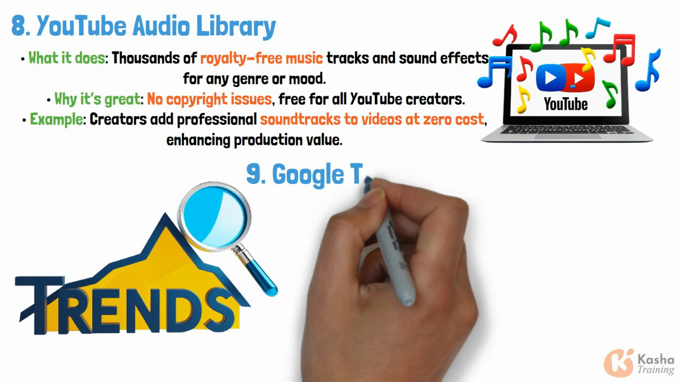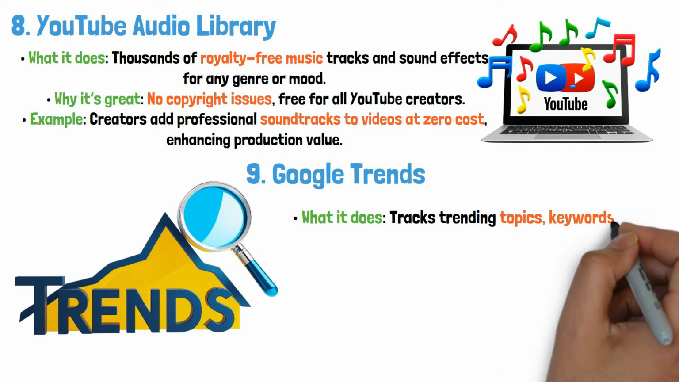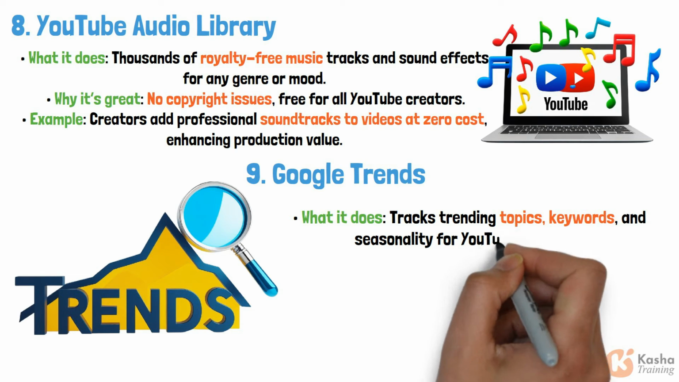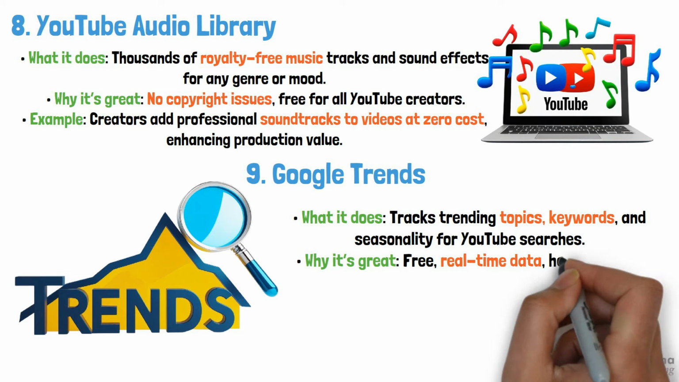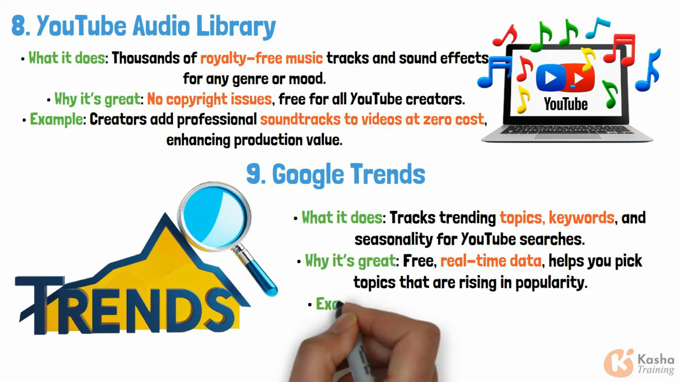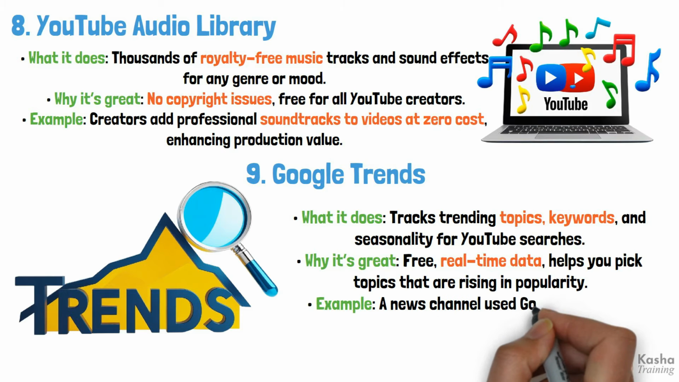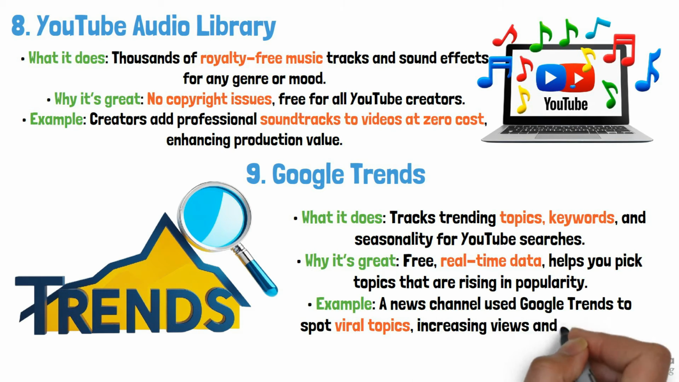9. Google Trends. What it does: tracks trending topics, keywords, and seasonality for YouTube searches. Why it's great: free, real-time data helps you pick topics that are rising in popularity. Example: a news channel used Google Trends to spot viral topics, increasing views and ad revenue.